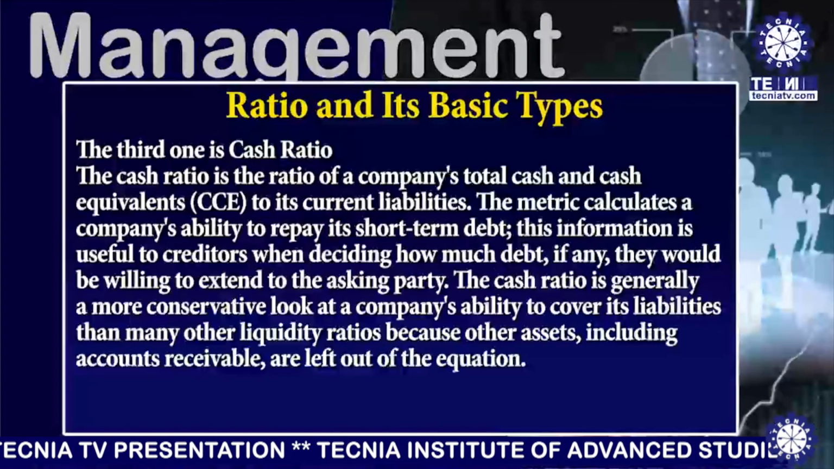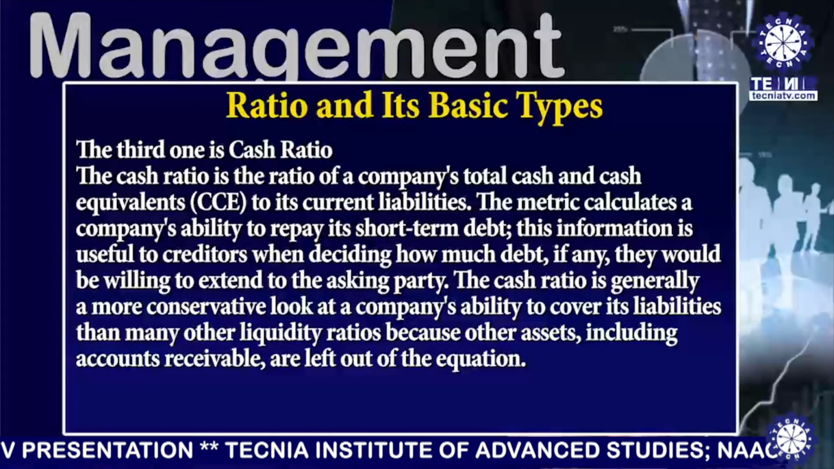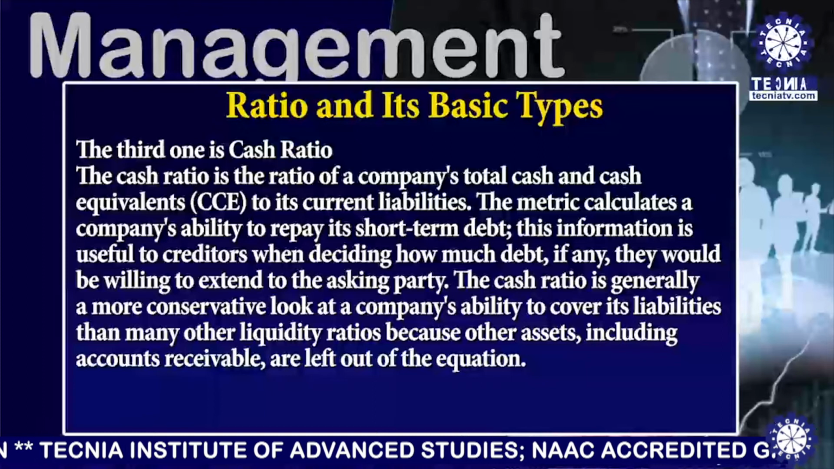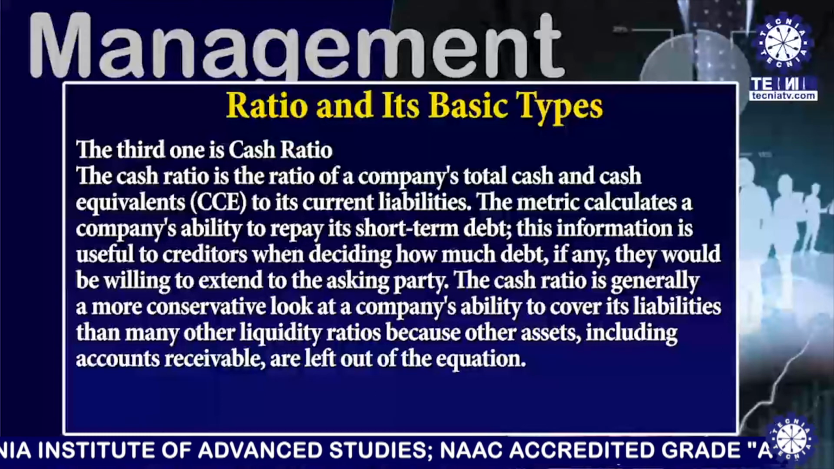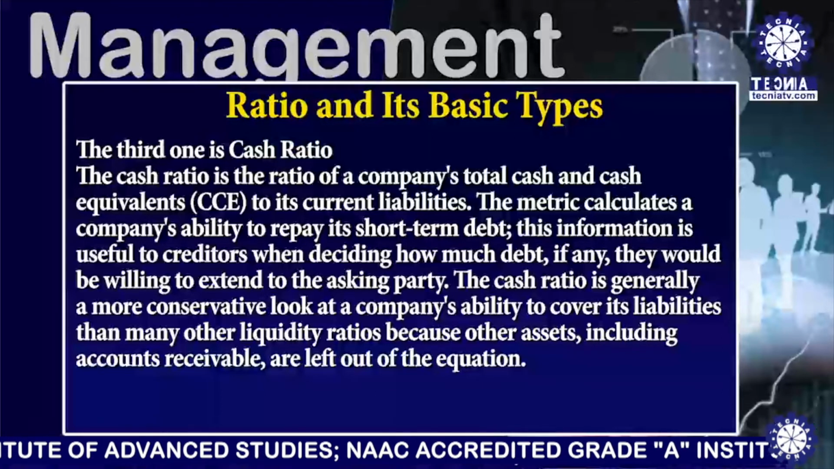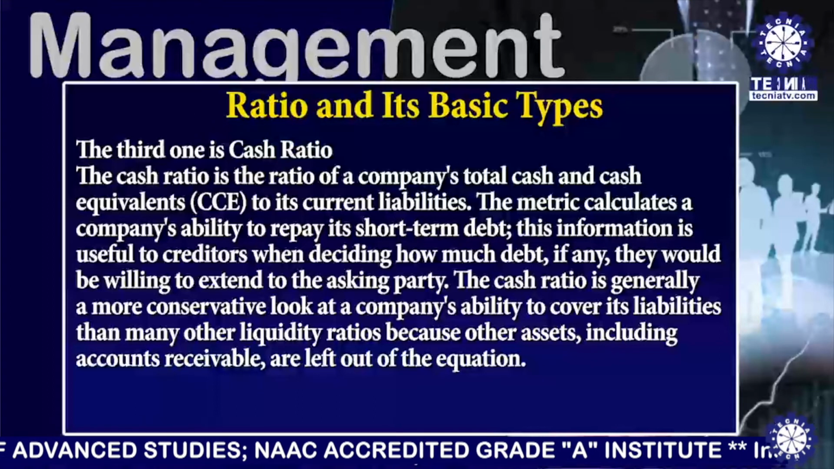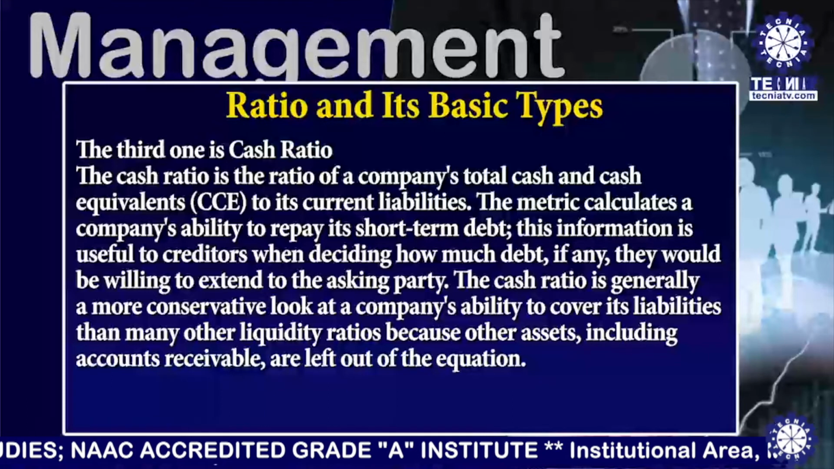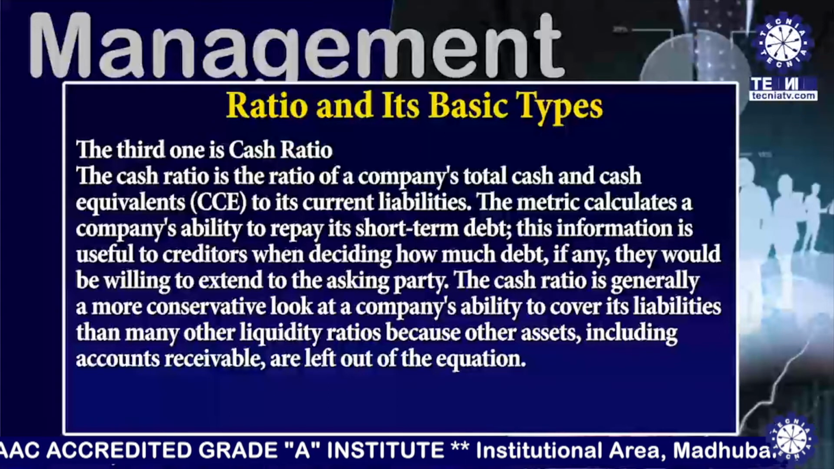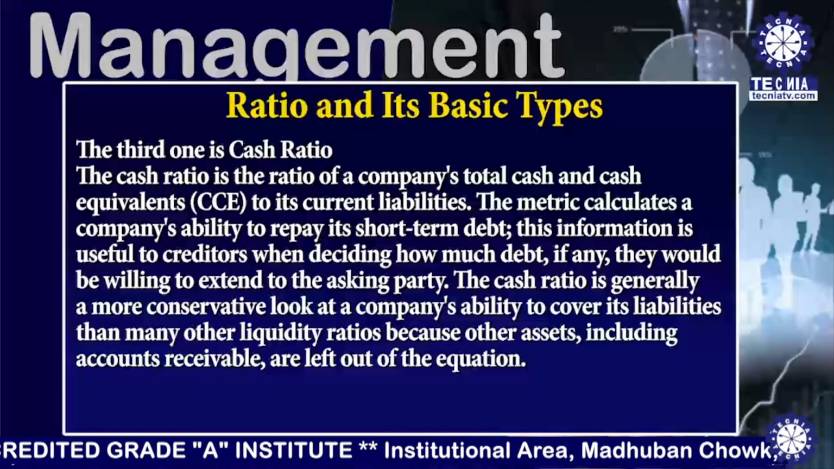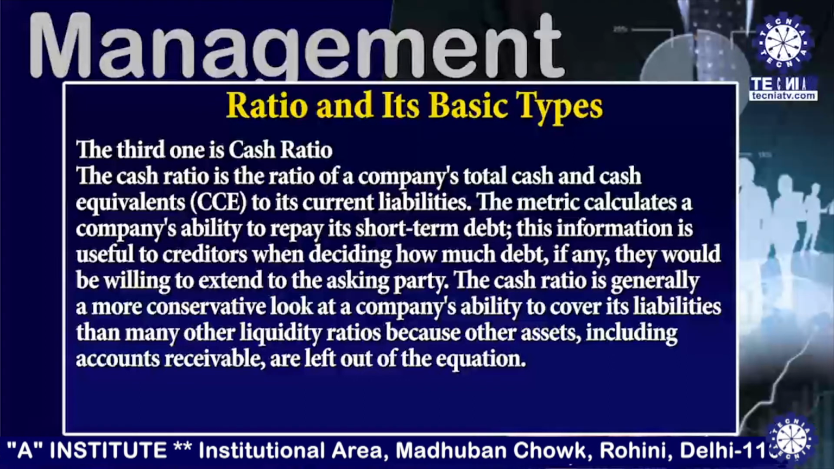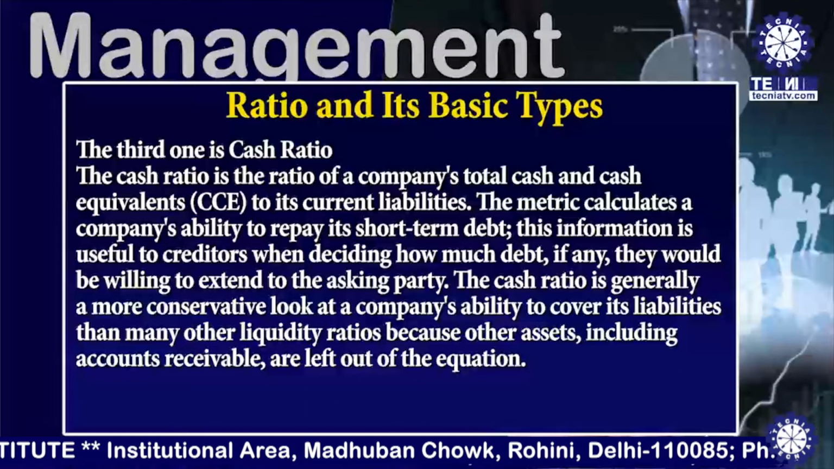The third one is cash ratio. The cash ratio is the ratio of a company's total cash and cash equivalents to its current liabilities. The metric calculates a company's ability to repay its short-term debt. This information is useful to creditors when deciding how much debt, if any, they would be willing to extend to the asking party.